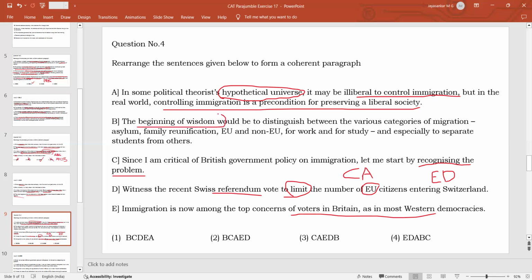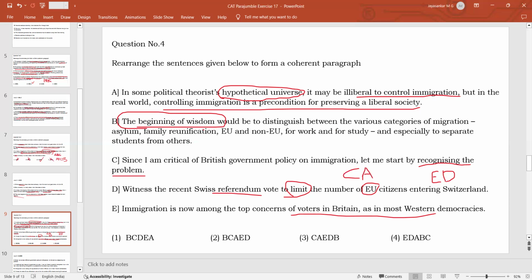Beginning of wisdom means the first step in solving the problem or in understanding the problem is to distinguish between various types or categories of migration: asylum, family reunification, EU and non-EU, for work and study, and especially to separate students from others. Yes. So what is the meaning of this?